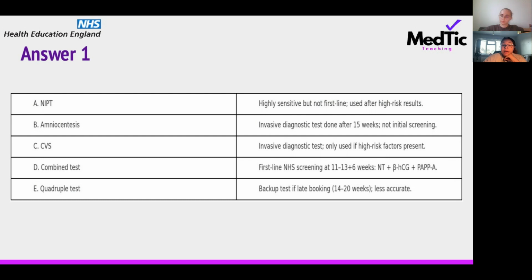And then CVS, chorionic villus sampling, is also invasive, but it's used for diagnosis, not screening, and that's done from 11 weeks. But it's not really first line unless there's a high known risk factor, like a previous trisomy pregnancy, for example. And then the quadruple test is really only done if the woman books late, after 14 weeks, and it's also less accurate than the combined test and used as a backup. So it's not the first choice within the first 12 weeks.